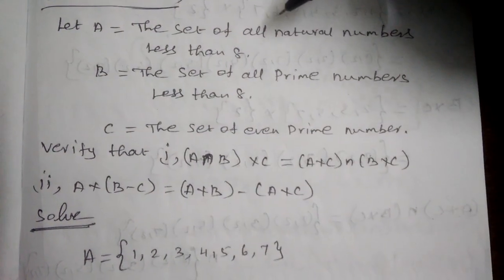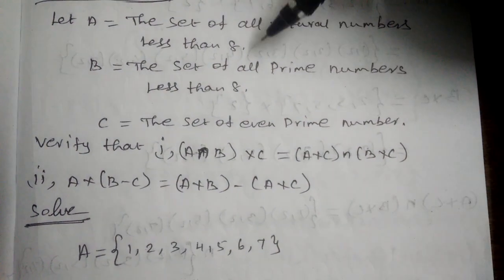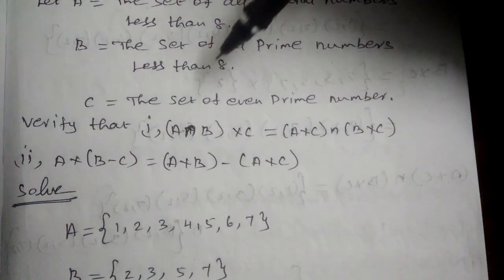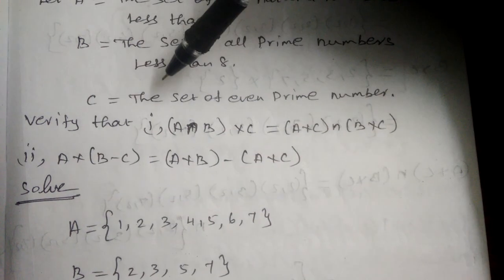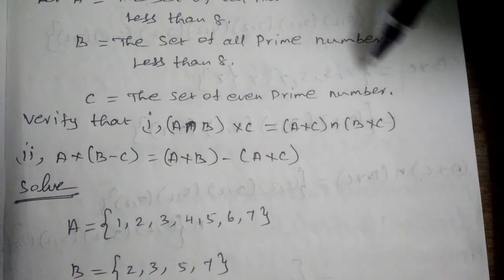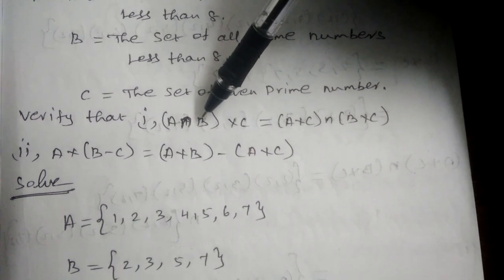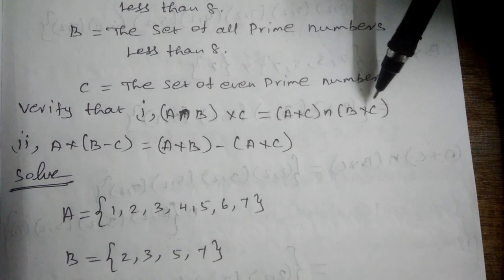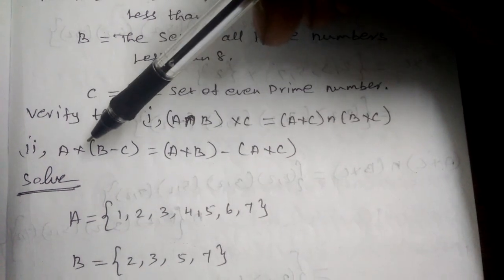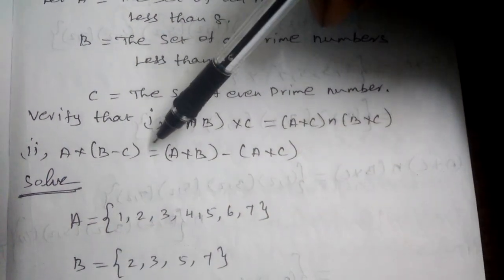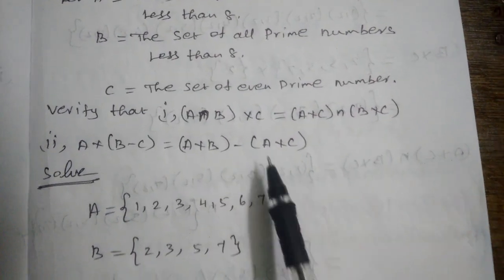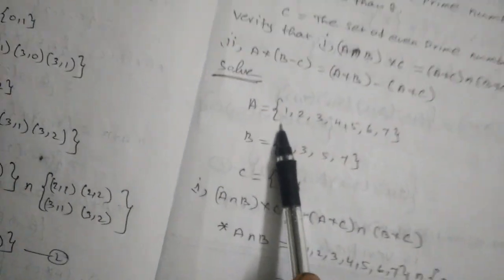Now we go to exercise 1.1, 7th sum. Let A be the set of all natural numbers less than 8, B the set of all prime numbers less than 8, and C the set of even prime numbers. Verify that (A intersection B) cross C is equal to (A cross C) intersection (B cross C). And second, A cross (B minus C) is equal to (A cross B) minus (A cross C). Solve now.